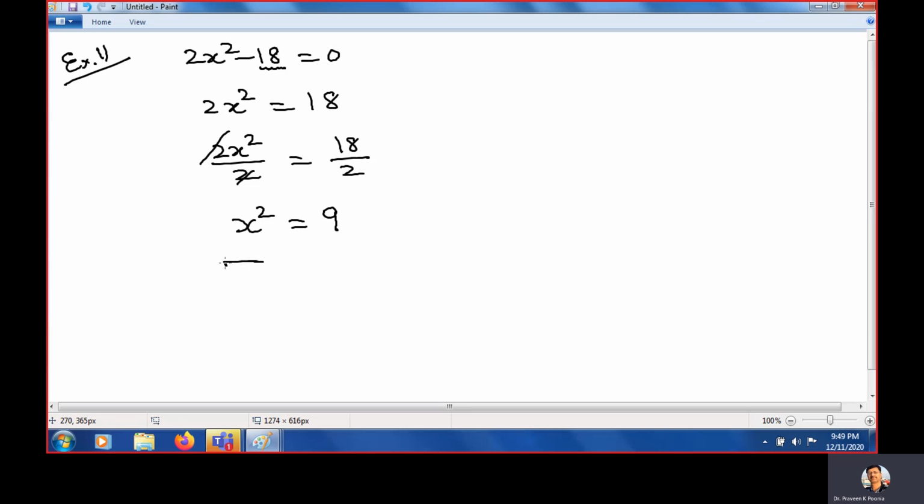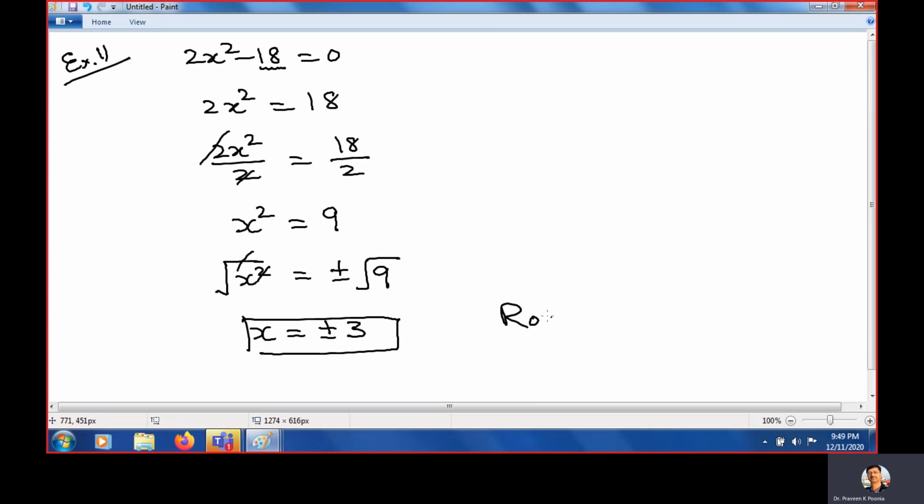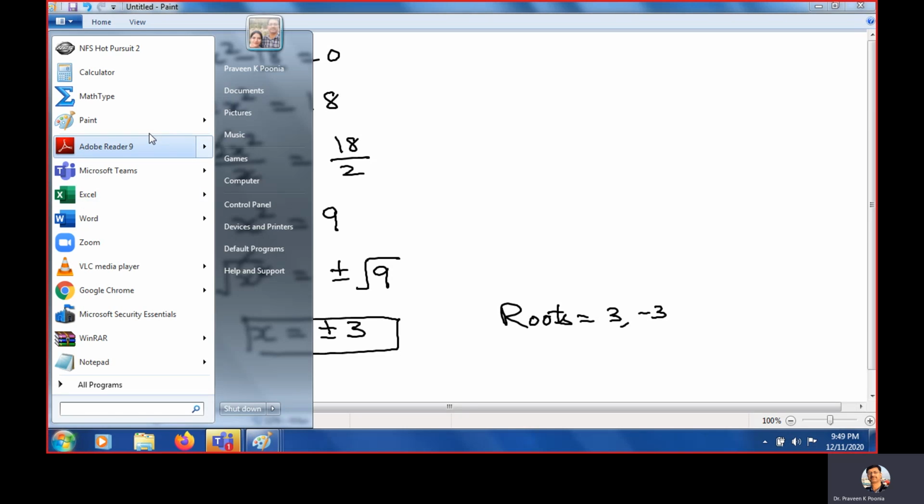So taking the square root, this is cancelled by the square. So x is equal to plus minus the square root of 9, which is 3. So what are the roots? The same: 3 and minus 3. These are the roots.